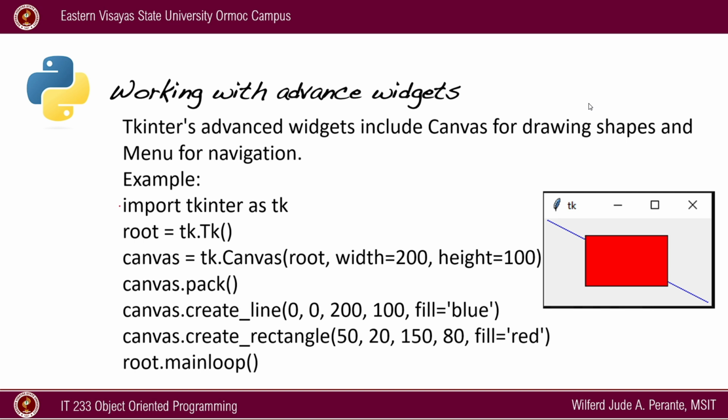So we import our TKinter library for building a graphical user interface, and we initialize our main window and create the canvas with tk.Canvas. The canvas has been specified with a width of 200 pixels and a height of 100 pixels. So the canvas is like a drawing area where shapes can be drawn.